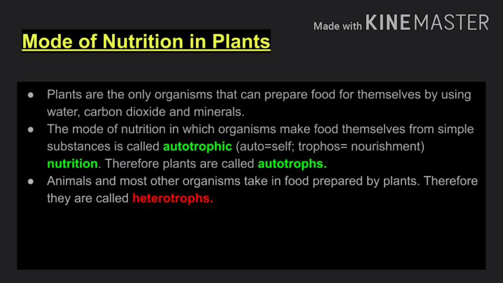You have to memorize this term. It is called autotrophic nutrition. Here, auto means self and trophos means nourishment. So, self nourishment, autotrophic nutrition. Therefore, plants are called autotrophs. Now, animals and most other organisms take in food prepared by plants. Therefore, they are called heterotrophs.